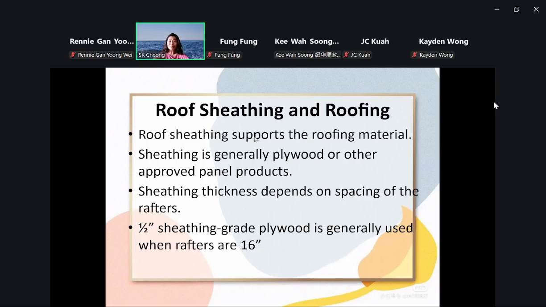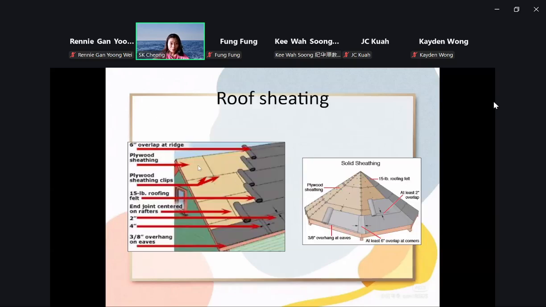Roof sheathing supports the roofing material. It's a type of plywood. The thickness depends on the spacing. Over here it depends, all this roof sheathing.